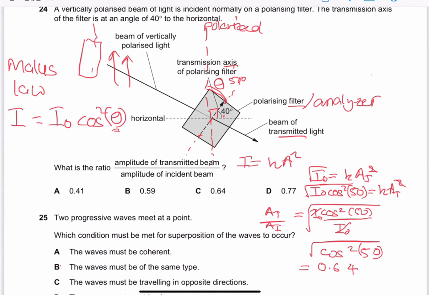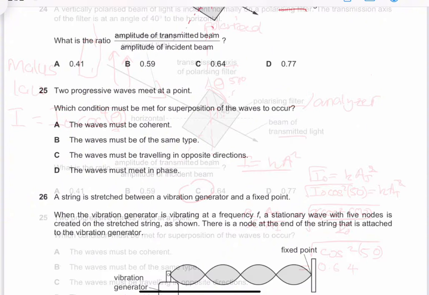It's very important for you to picture this and imagine this. It's a bit complicated, but you have to know this equation, a very important equation. Once you know it, you know that this angle theta is the angle between the polarized incident light and the transmission axis. So your theta becomes 50 degrees, right? Once you have that angle theta, you can use the ratios of the intensities, and all the k's will cancel out. We'll be left with only the amplitude on the top and the amplitude at the bottom. If you divide, the square root of cos squared of 50 gives 0.64, and our answer is C. Moving on to question number 25.